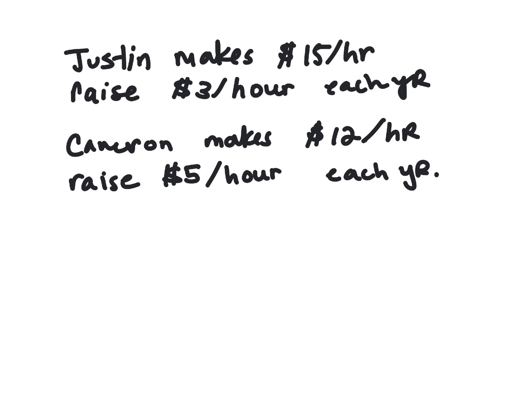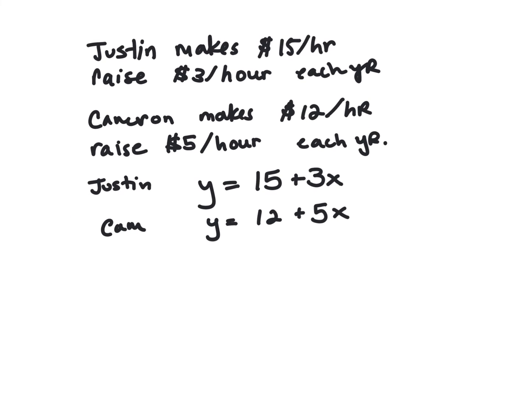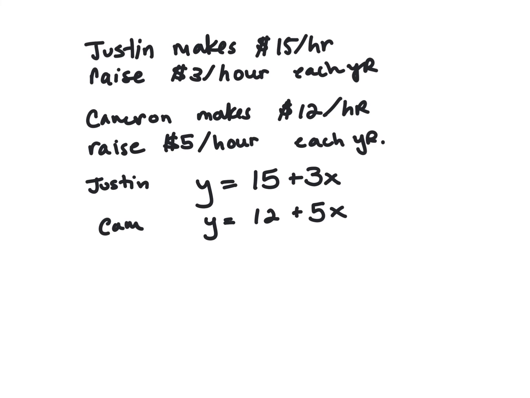Okay, so I'm going to write an equation for each of these guys. So here's Justin. So his equation would say he starts with $15 and he makes an extra $3 every year. So we'd add 3x. And then here's Cameron's equation. He makes $12, but then his raise is $5 an hour. And now the question would be, when would they make the same amount of money?